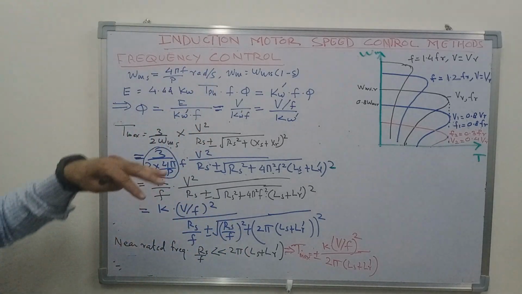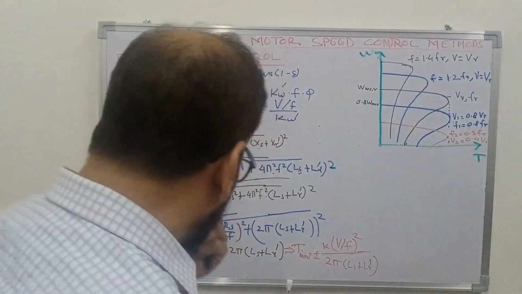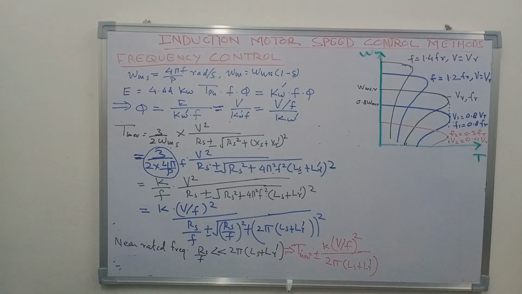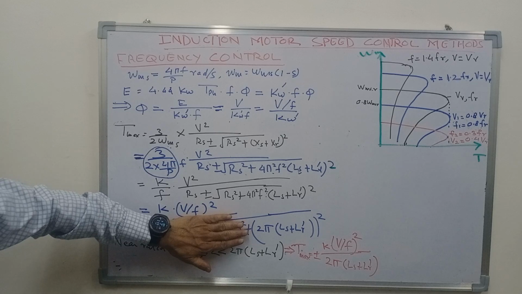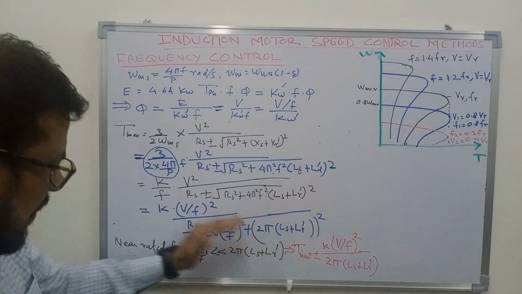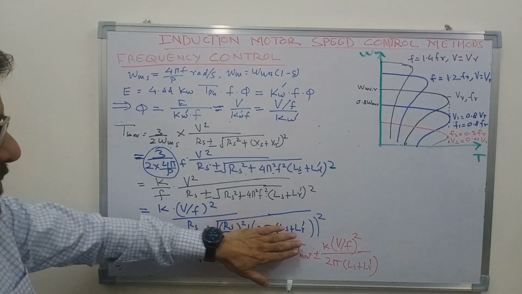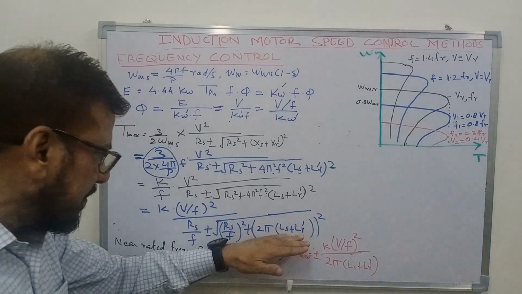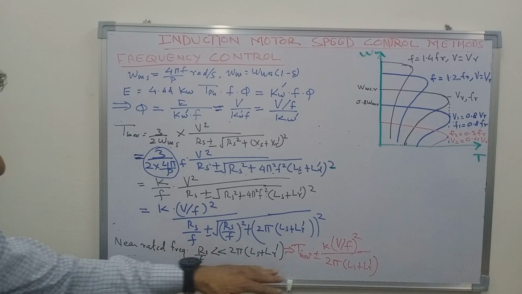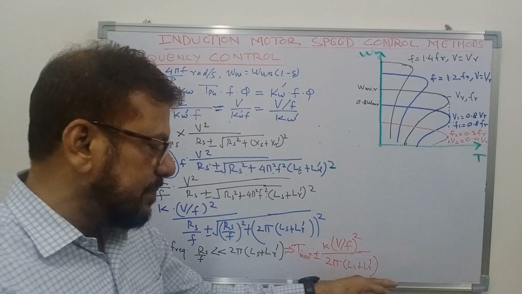So near rated frequency, when the frequency is not very low as compared to rated frequency, you can safely neglect this term as compared to this term. When you neglect this term, you will be left with 2 pi ls plus lr dash whole square outside the bracket. This will go, and you will have only 2 pi ls plus lr dash, and as compared to this component, rs upon f is negligible. So you finally get T max is equal to k into v by f square upon 2 pi ls plus lr dash.